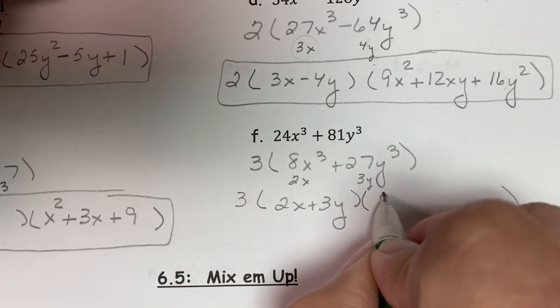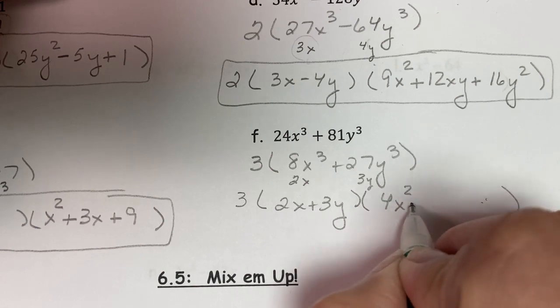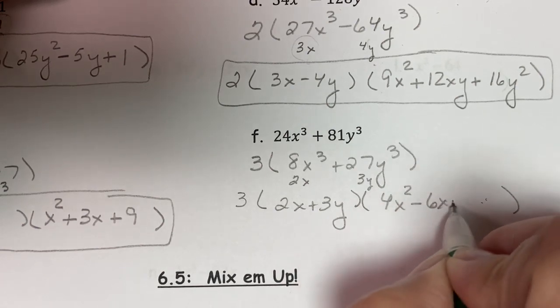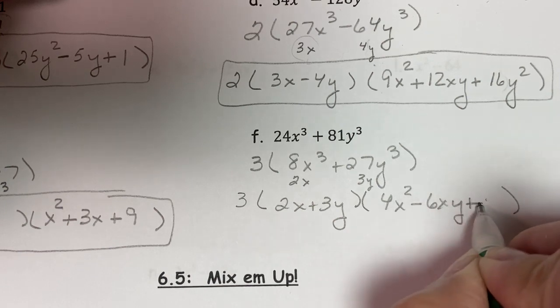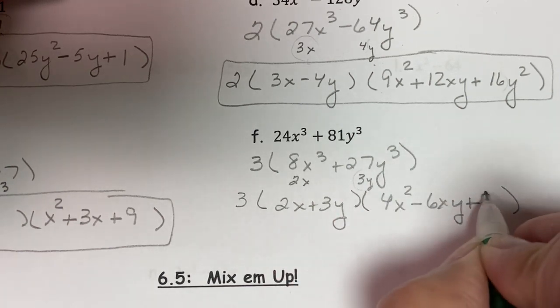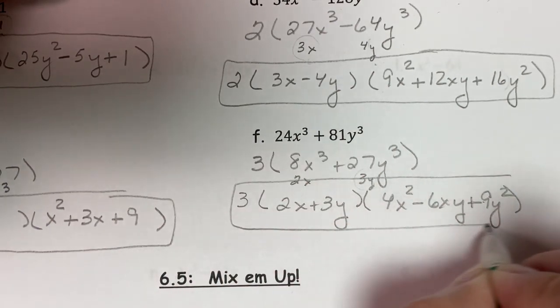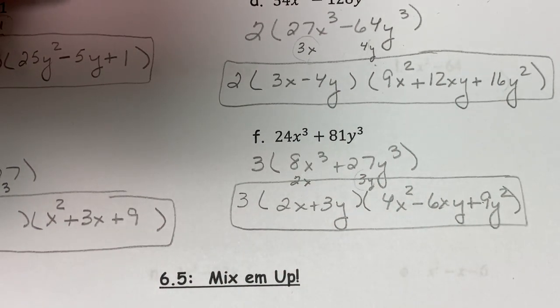Now square the first one, that's 4x squared minus, multiply the two guys together, that's 6xy, always positive, and then you square the 3y to get 9y squared. And there's the end of 6.4.